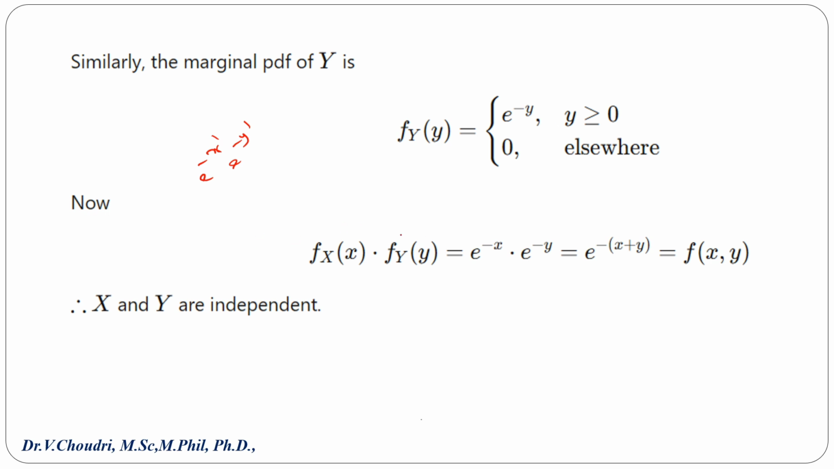What is the formula? We are going to check that f of x comma y equals f of x into f of y. If this condition is satisfied, they are independent. So first, f of x is the marginal density function of x, and f of y is the marginal density function of y. The product of these two, e power minus x into e power minus y, gives e power minus (x plus y). That is nothing but the given f of x comma y. So x and y are independent. So the first problem is over.